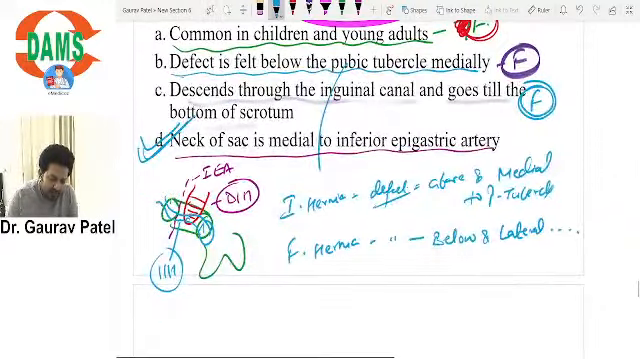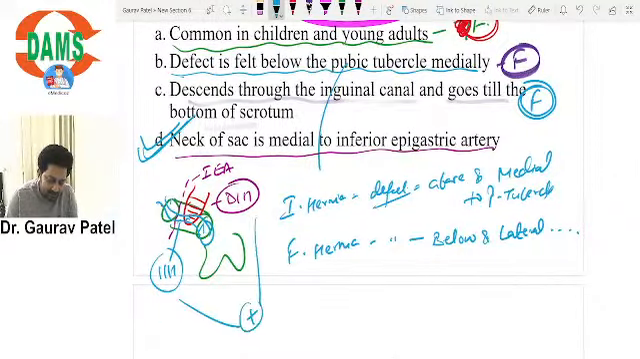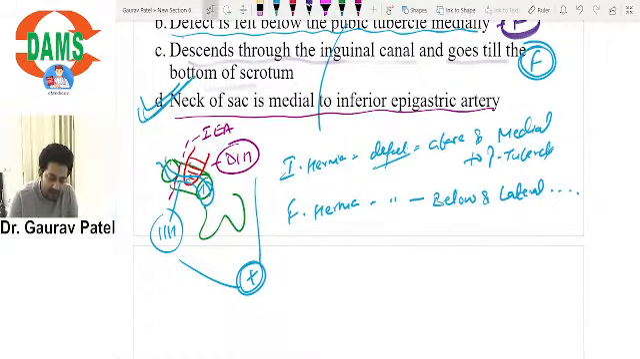Suppose a patient is having both direct as well as indirect hernia. Then what is the name of that hernia? Starts with P. What is the name? Okay, pantaloon.